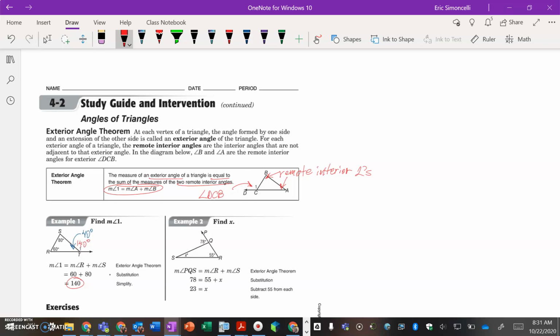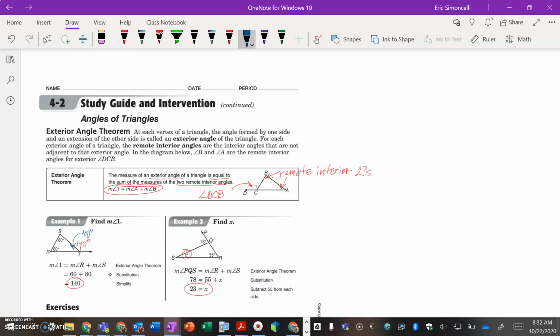So the math works like this. PQS, which is exterior, PQS. We do know it to be 78. And also 55, which is the measure of angle R, another angle though, which is remote. We don't know this angle here, of course. But remember, angle R plus angle S, those two remote interior angles are going to add to equal, in this case, 78. 55 we know, X we don't. We subtract 55 from both sides, and we have X, therefore, to equal 23.